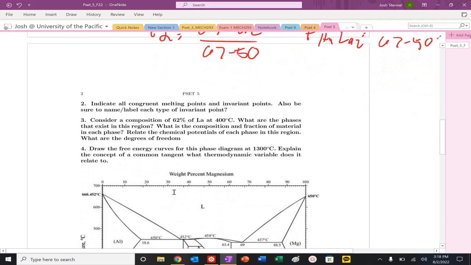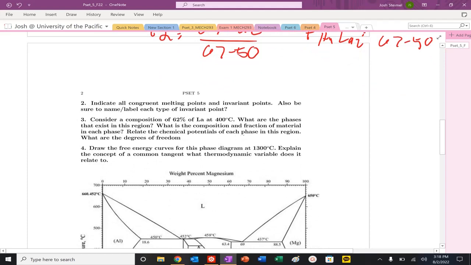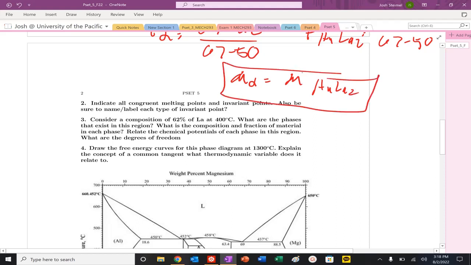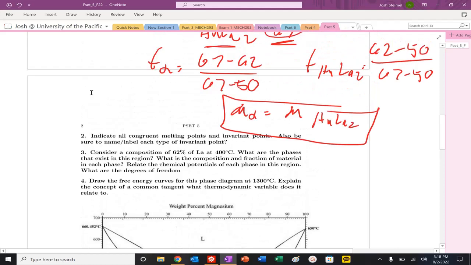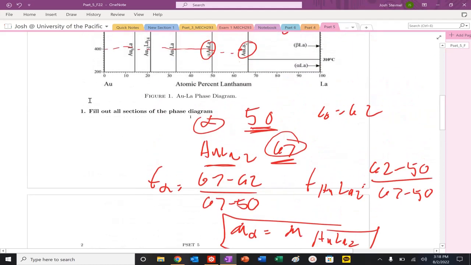All right. Relate the chemical potentials of each phase in the region. So if they're in a two-phase region, my chemical potential of alpha is equal to my chemical potential of AuLa2. So when we're in a two-phase region, our chemical potentials are equal. What are the degrees of freedom? Ooh, that's a good question. So if I'm right here, I have my degrees of freedom is equal to, so degrees of freedom, what is it?